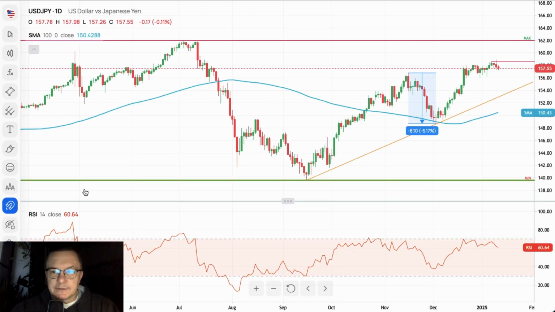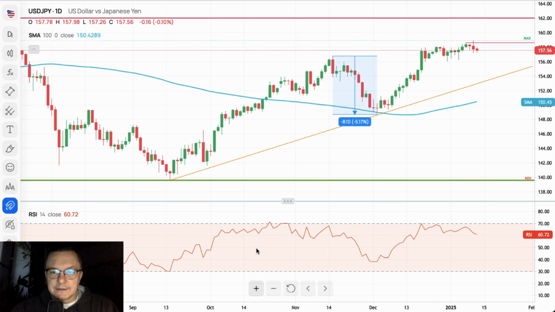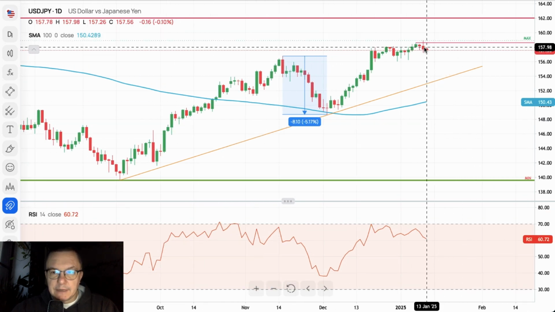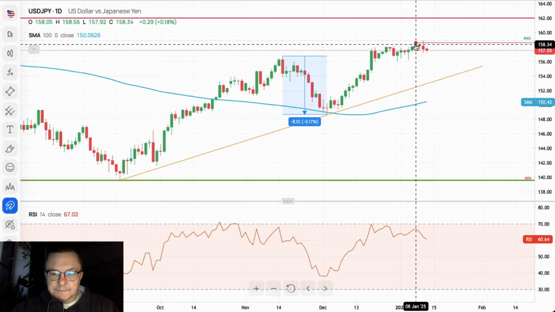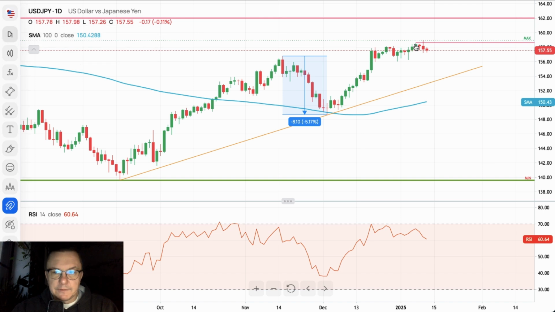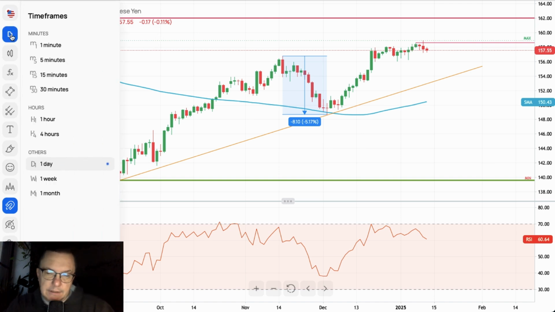US dollar versus the Japanese yen. The daily time frame chart is showing us 3 red candles in a row. The last one, of course, is a daily candle, so it hasn't been finished yet. But we got the clear rejection of the January 8 high at 158.56. Big candle with a long upper wick on the daily time frame chart.